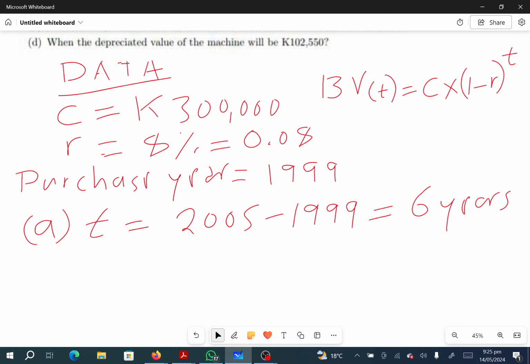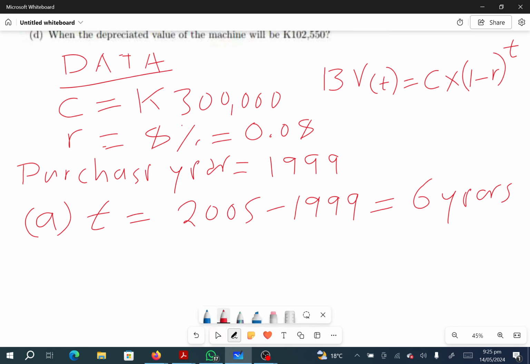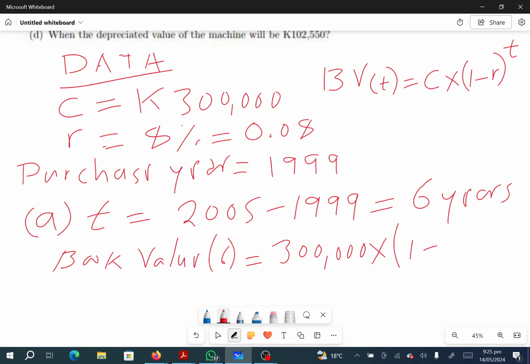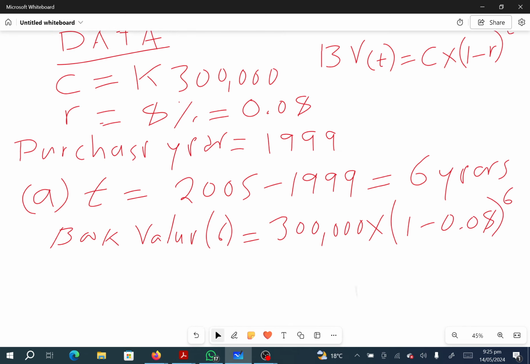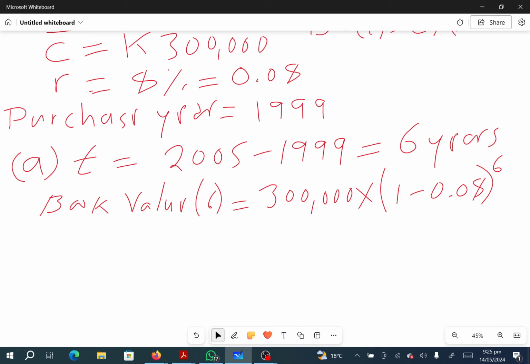So we can now replace the data above in the formula to calculate the book value. So we'll say the book value in terms of t, which is 6 years, is equal to C. Initial cost was 300,000, then multiplied by 1 minus R. Our rate is 0.08, to the power 6. Are we okay up to this point?